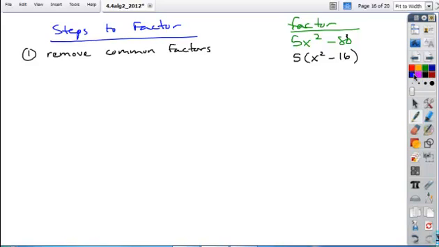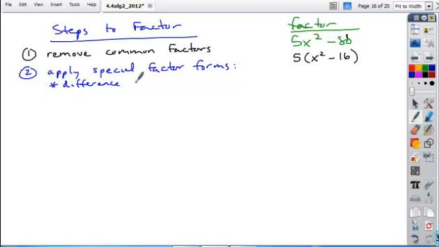Once you remove common factors, what you then want to do is check for any special factor forms. Okay, so the special factor forms that we've talked about here would be difference of squares, or perfect square trinomial. Okay, so apply that if that's the case. Are both x squared and 16 perfect squares? Yeah, it fits the form of this difference of squares.